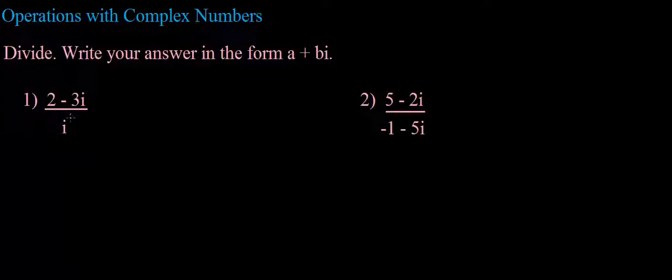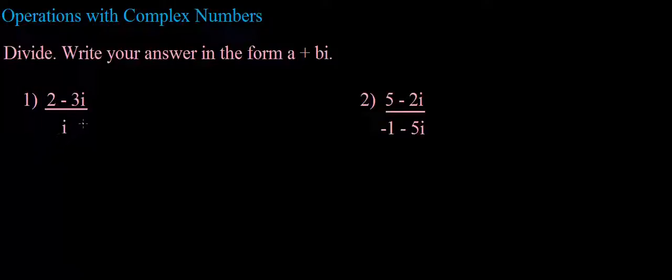For the first example, I need to explain that when we divide, we are not allowed to have imaginary or complex numbers in the denominator. So we need to get rid of these i's in the denominator. In this first example, I have i. In the second example, I have the whole complex number. But in both examples, we're going to use the same strategy to get rid of i.